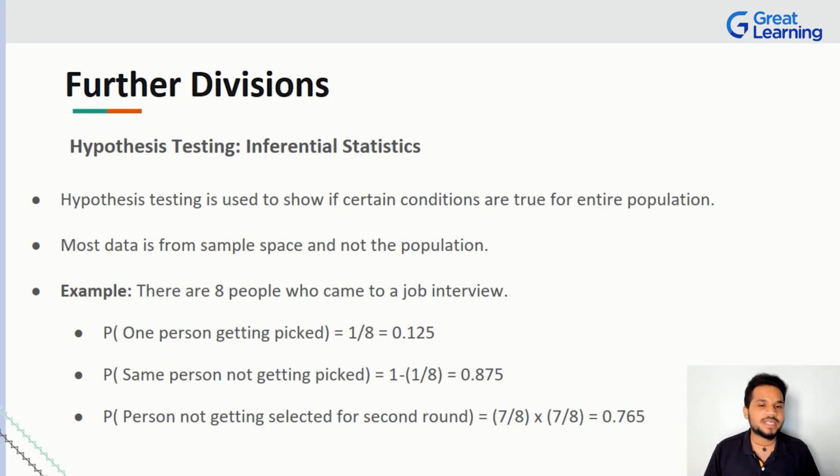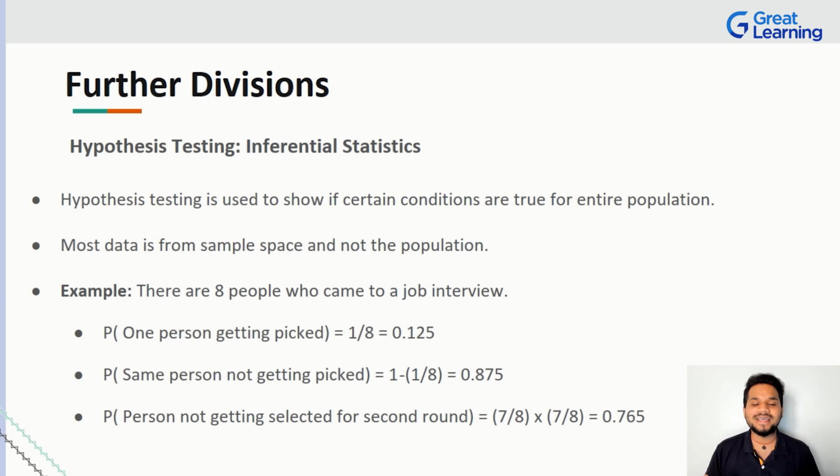There's an example. Let me explain this in a simple way for you guys, right? Let's just say there are 8 people who came to attend a job interview. Now, out of these 8 people, let's just consider for a fact that only 1 person is getting picked for the next couple of rounds, right? Now, what is the probability of this person getting picked? Of course, it's 1 divided by 8 because we are only considering 1 out of 8 people. So that person has a probability of 0.125.